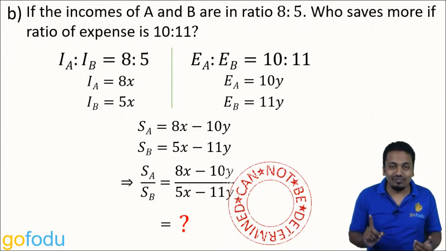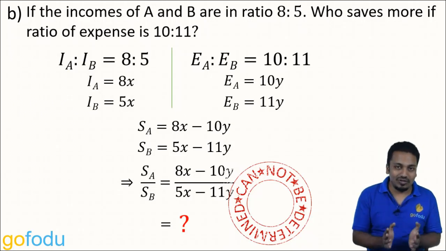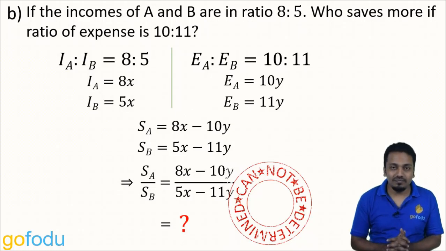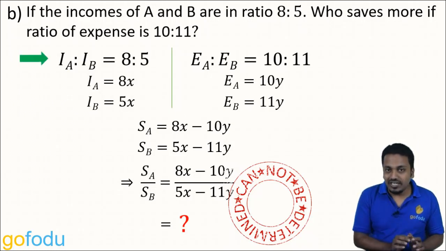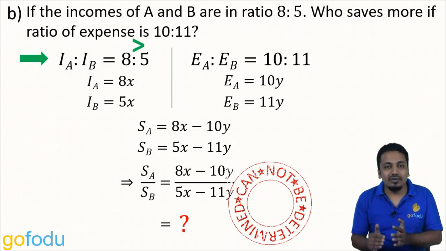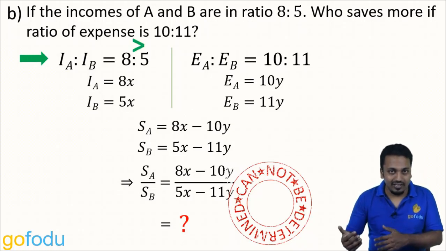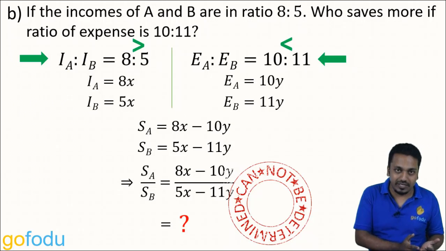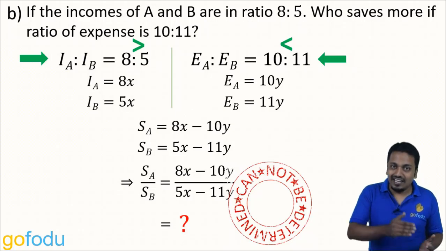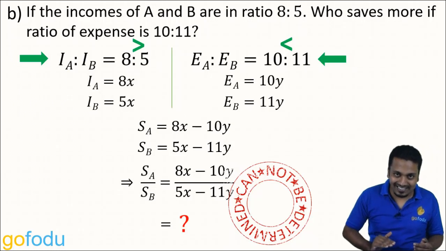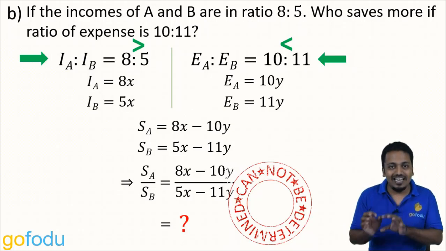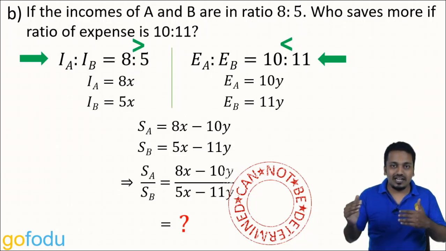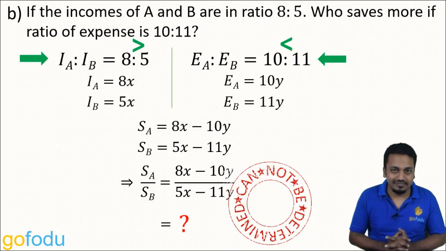And that's the reason the question says, who saves more? Can we get that? Let's see. Let's find out. From the income ratio itself, we can see that A's income is more than B's income. Whereas from the expense ratio, we can say that A's expenses are less than B's expense. So for A, income is more and expenses are less. Obviously, that means A is going to save more. Got it? For A, income is more and expenses are less. So A will be saving more.